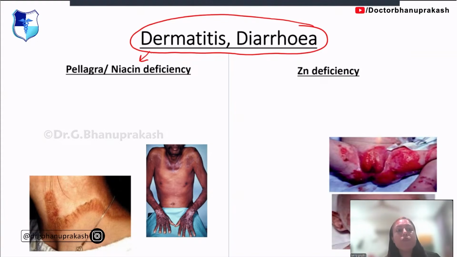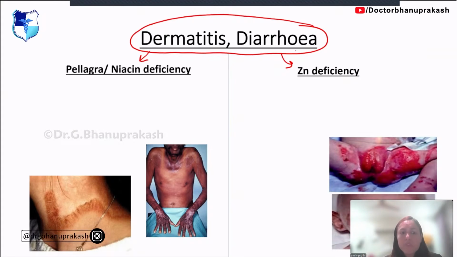You have to do the differential diagnosis with zinc deficiency, because in zinc deficiency also, you remember that there is dermatitis and diarrhea. Now you need to see the differences, so that if the question is trying to confuse you between these two, you are able to make the correct choice, right? And don't fall into the prey of the examiner, right?